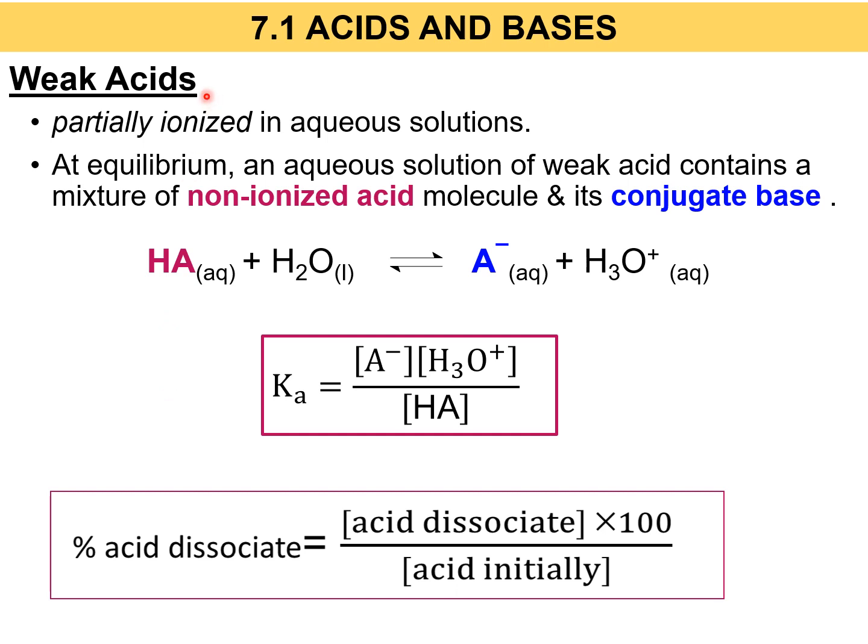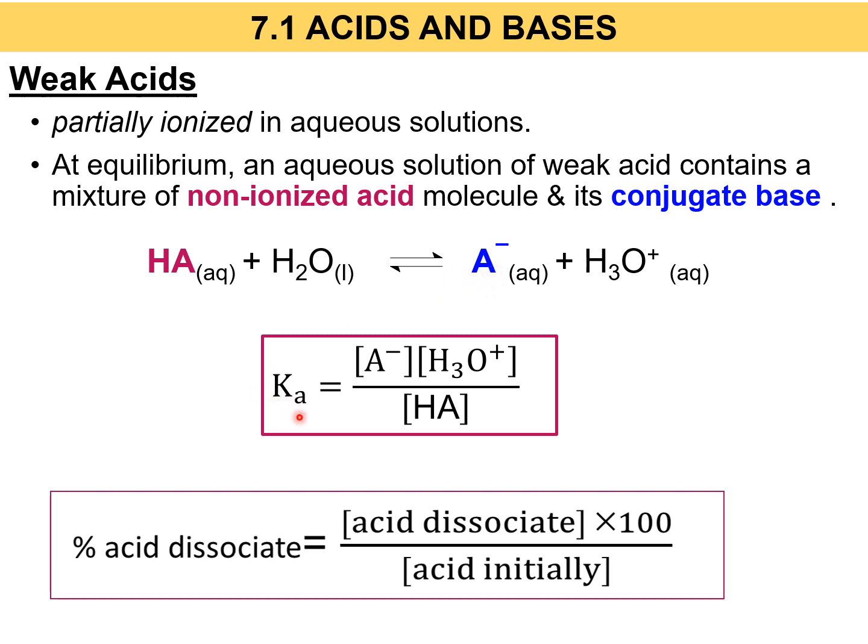Okay, so next we want to go a bit deeper. Miss wants to explain about weak acid. Weak acid, as we know, will be partially ionized in aqueous solution. So at equilibrium, basically an aqueous solution of weak acid will have non-ionized acid molecules and its conjugate base. So this is the non-ionized acid molecule, or simply, this is a weak acid. So when a weak acid dissociates partially in water, it will produce a conjugate base. Because it has donated a proton, the product has no proton, so it produces a conjugate base.